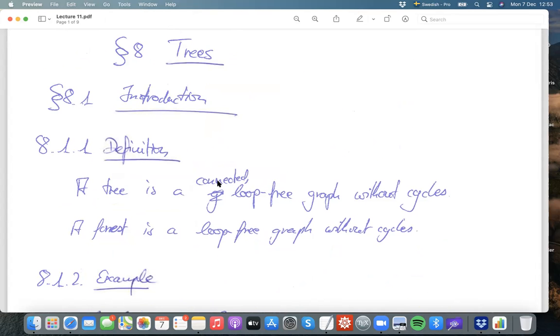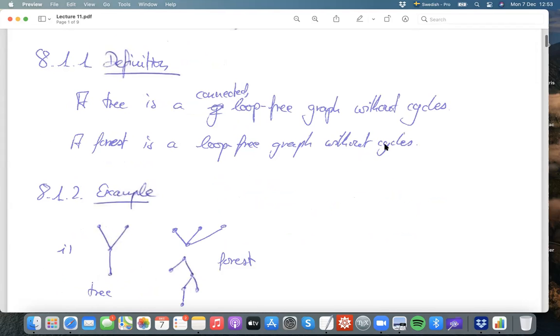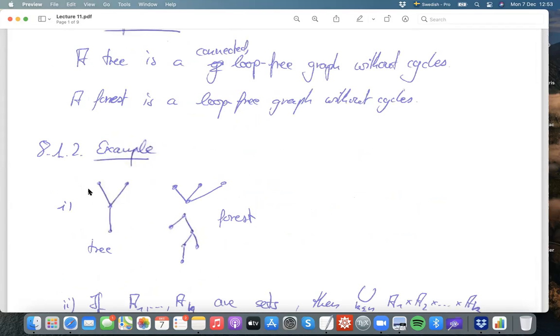So a forest is just a disjoint union of some number of trees, or you can say it's a loop-free graph without cycles. You don't require connectivity anymore. So here we have very simple examples. This is a tree on 4 vertices, 1, 2, 3, 4, and this is a forest consisting of 2 trees, one on 4 vertices, and this guy on how many? 6 vertices.